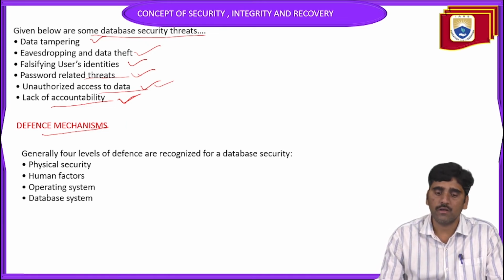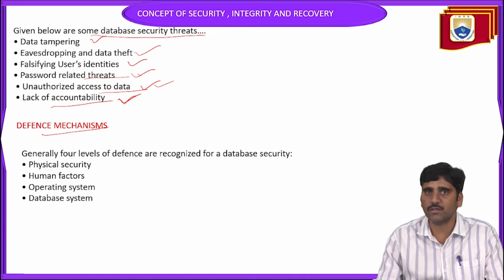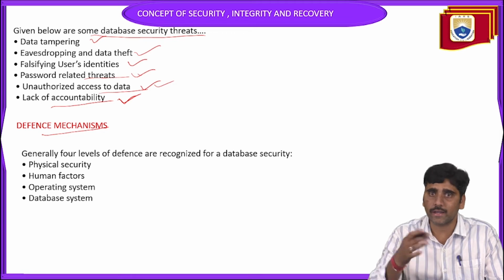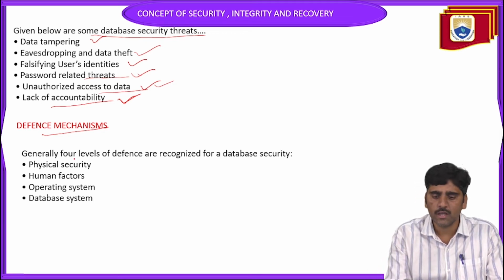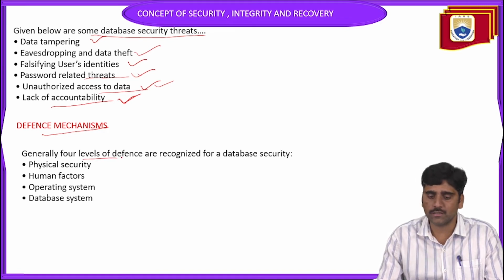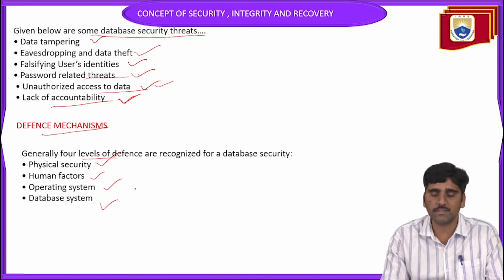When you are having security threats, how are you going to defend against the attacks, against the threats? Generally, four levels of defense are recognized for database security. The first one is physical security, the second one is human factors, the third one is the operating system, and the fourth one is the database system or database software itself.